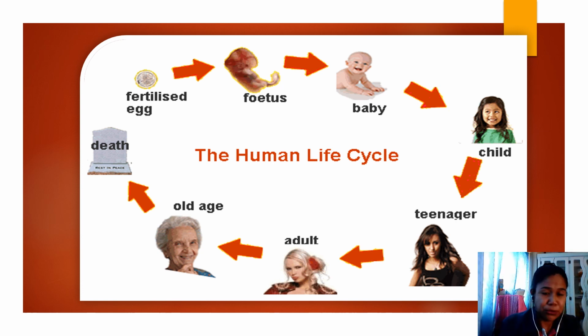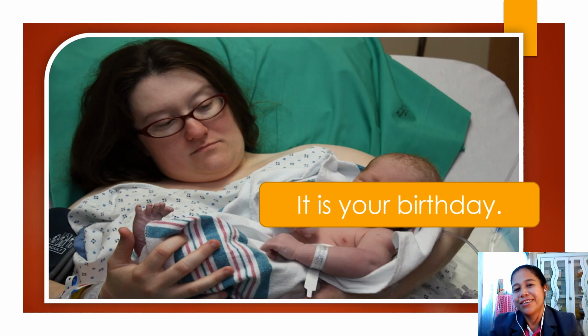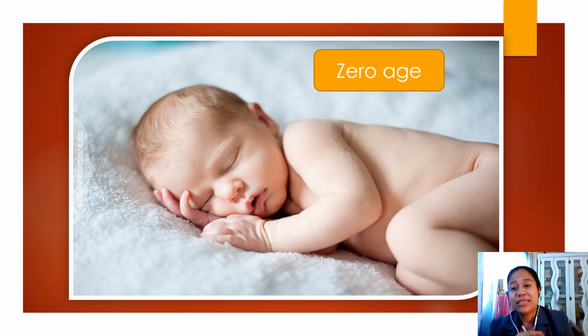We grow and change throughout our life. The human life cycle consists of different stages. Do you know which stage of life cycle you are at now? Let's figure it out in the next page. Look, it is your birthday because you were born. So, happy birthday to you, okay? So, this is what you call zero age, the beginning point of human life cycle.